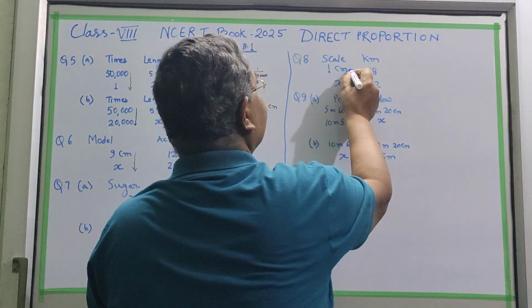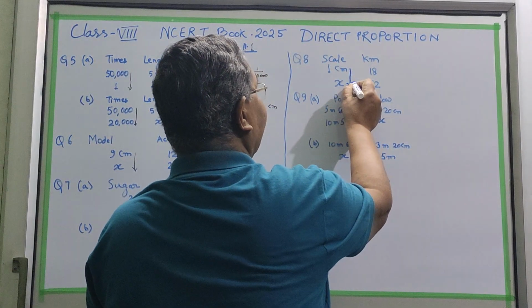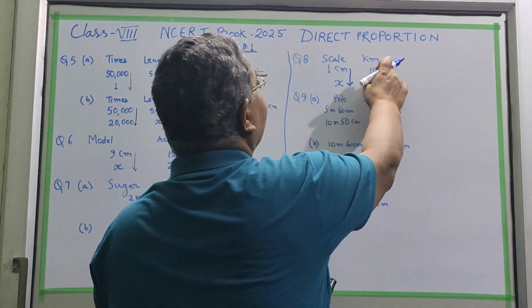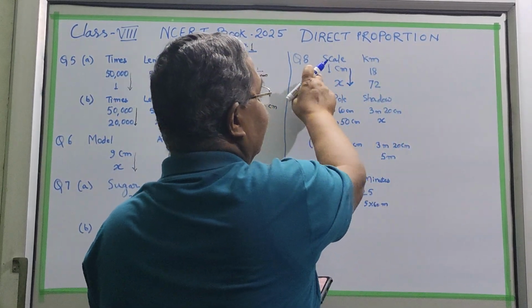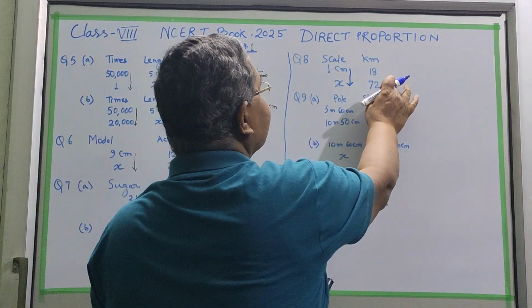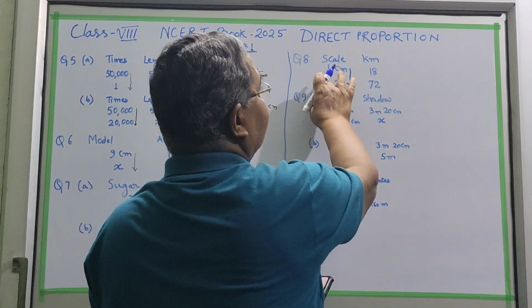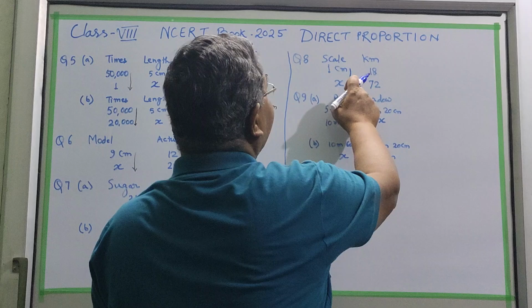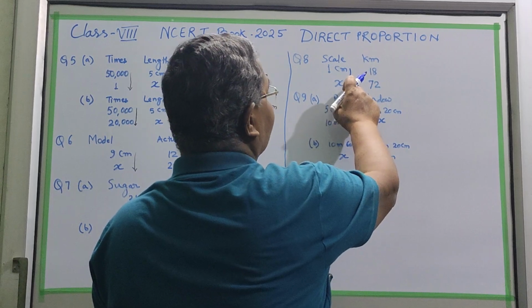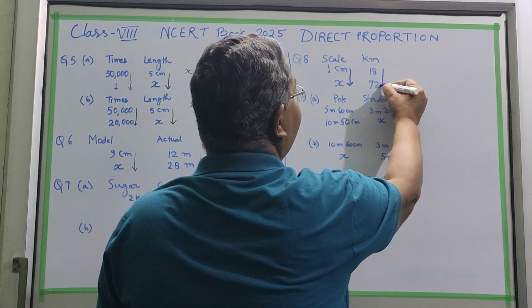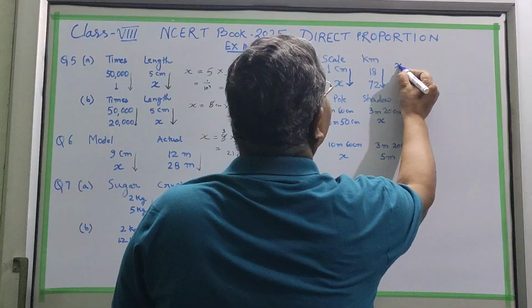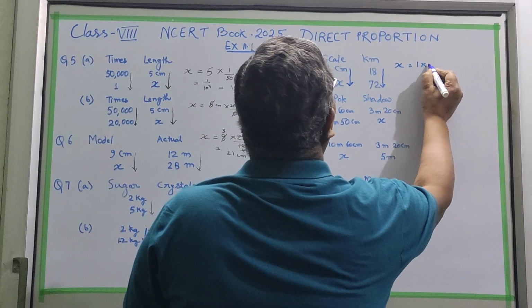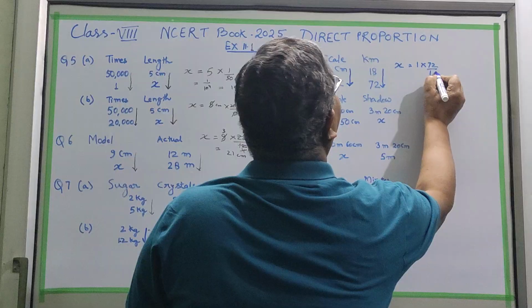Because the scale is not given, we will take the arrows downward. Now here, if the kilometers increase, in the scale the centimeters will increase. So if it is 72, it will also increase. It is a question of direct proportion. In direct proportion, if one arrow is downward, the other arrow will also be downward. Now x is equal to 1 into 72 upon 18.